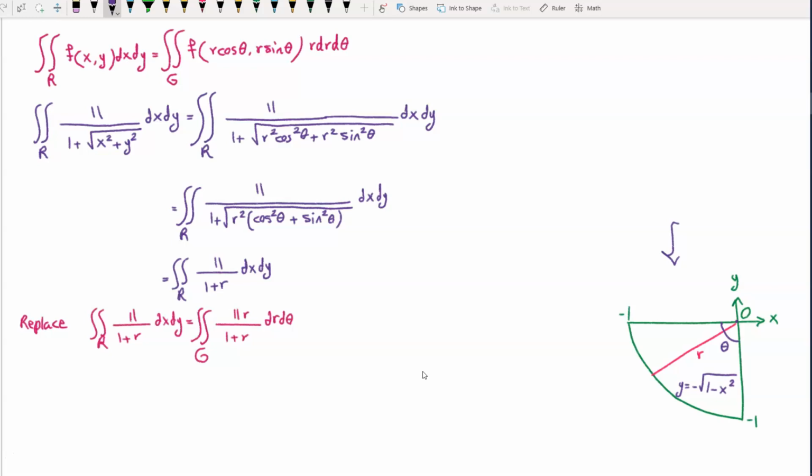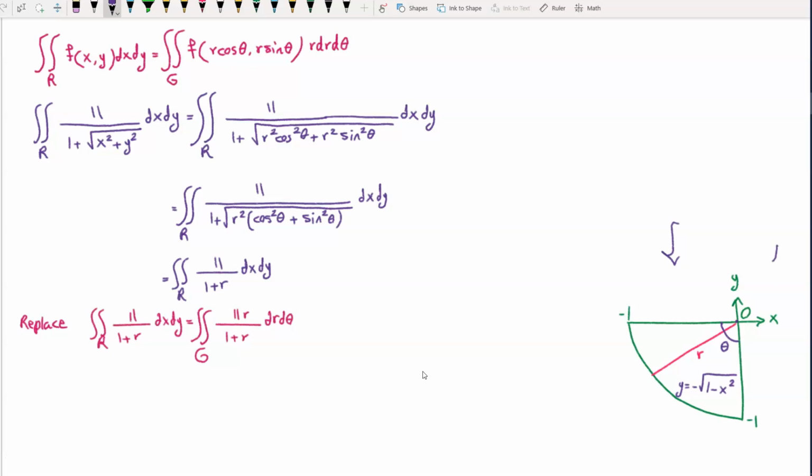Because the rays leave the region of integration at r equal to 1. Then find theta limits of integration. The theta limits are the smallest and largest values of theta that bound the region of integration. The lower limit for theta is equal to pi.